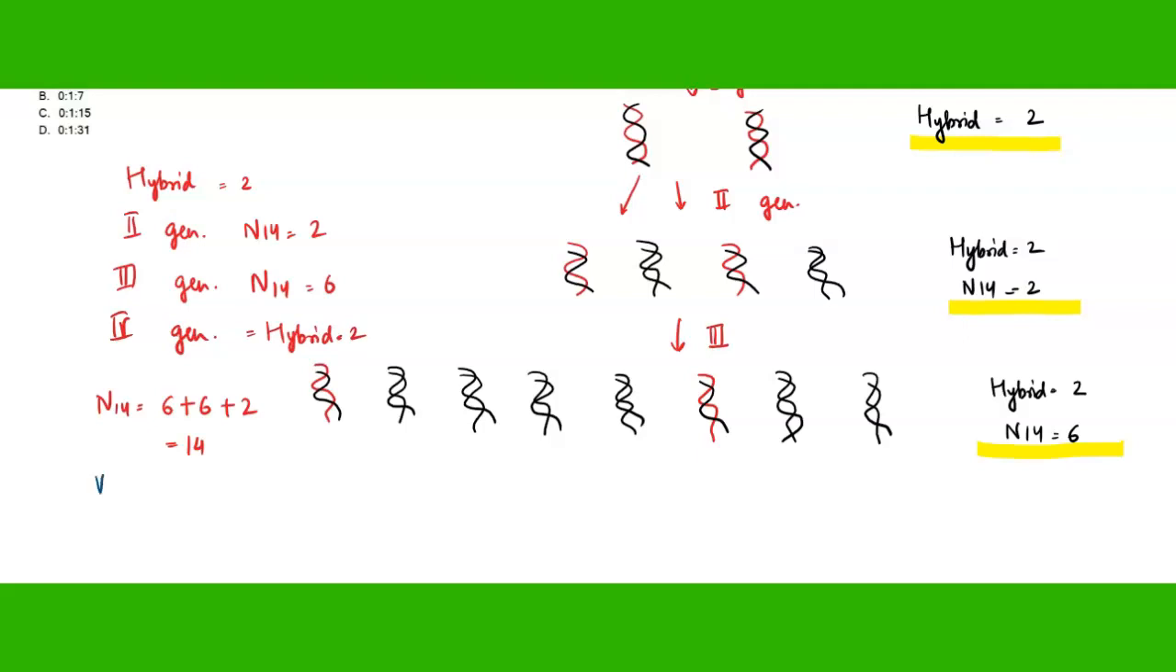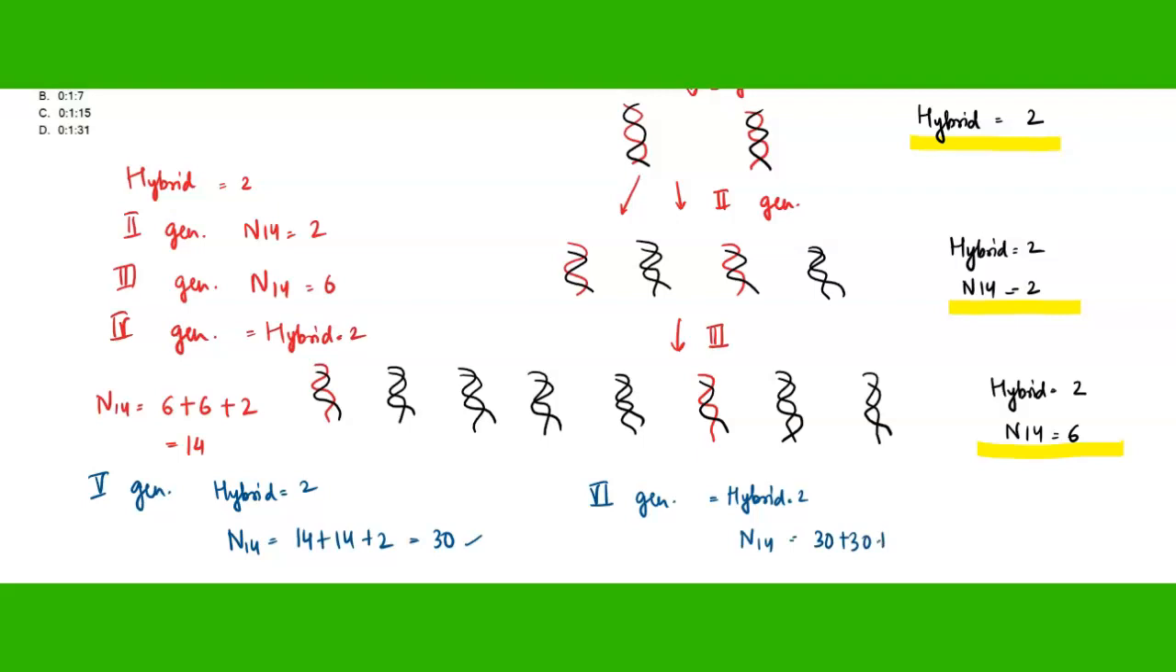Let's give one more example to you of the fifth generation. In the fifth generation, again hybrid will be 2 in number. And what about N14? We need to double 14 plus 14 plus 2 strands of the hybrid. So it will give you 30 strands of N14. Let's work out for 6th generation now. So in 6th generation, again hybrid will be 2 and N14 will be what it was in the previous generation, 30. So we will take 30 plus 30 plus 2. This means 62. That means in 6th generation, what is our result?